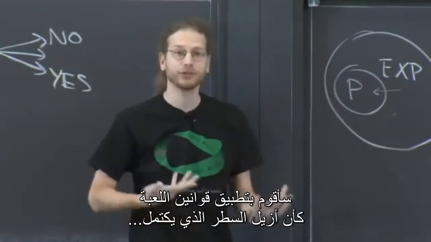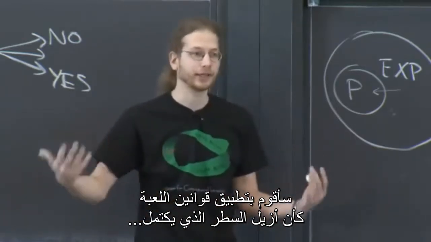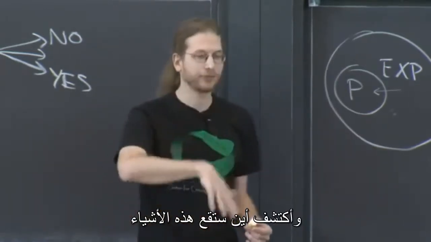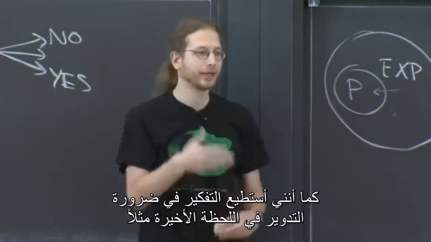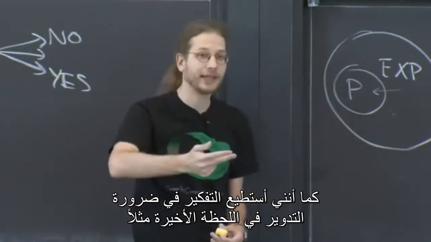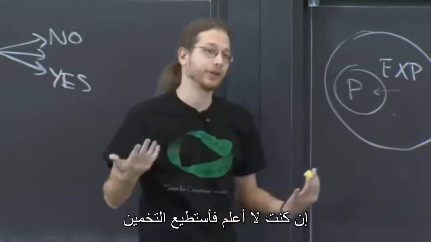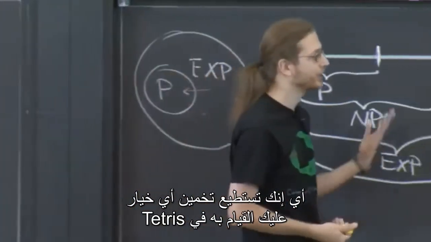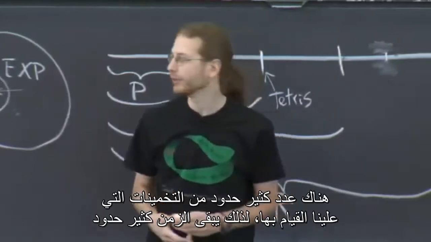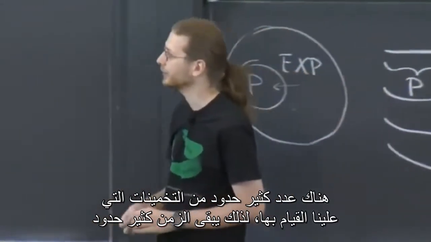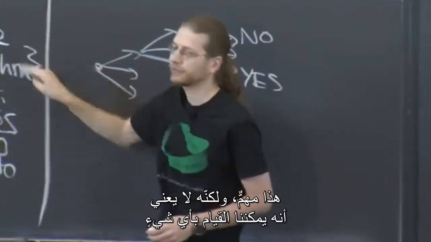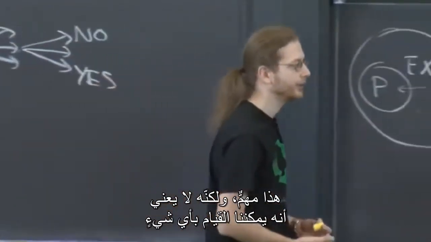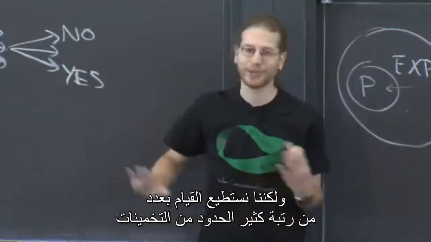I implement the rules of Tetris, which is when if there's a full line, it clears. I figure out where these things fall. I can even think about, should I rotate at the last second? And if I don't know, I'll guess. So any choice you have to make in playing Tetris, you can just guess. There's only polynomially many guesses you need to make. So it's still polynomial time. That's important. It's not like we can do anything, but we can make a polynomial number of these magic guesses.